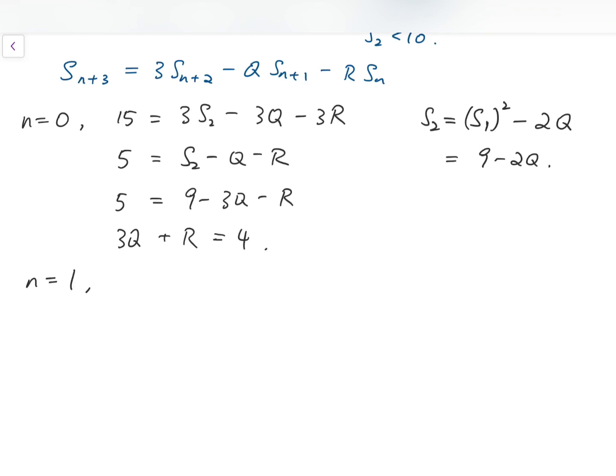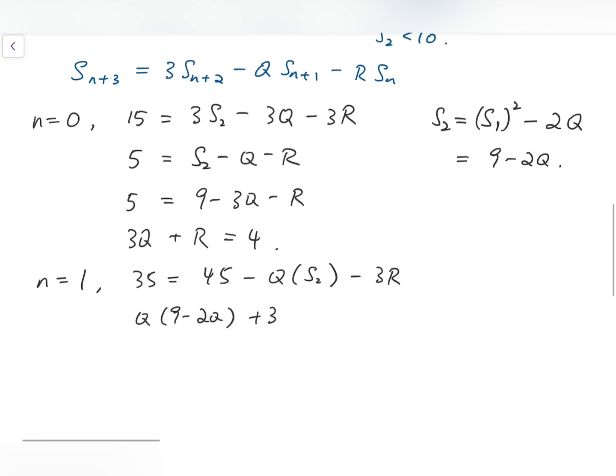Now if we put n equals 1, then we have S4 on the left, which is 35. 35 equals 3 times S3. Now that's 45, 3 times 15. And then minus q times S2. And then S1 is 3, so minus 3r. And so we have q times 9 minus 2q plus 3r equals 10. And 9q minus 2q squared plus 3r equals 10.